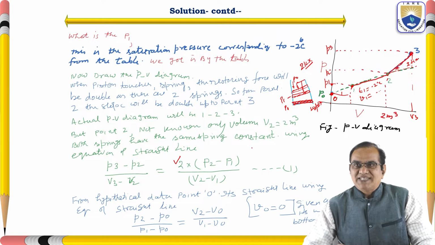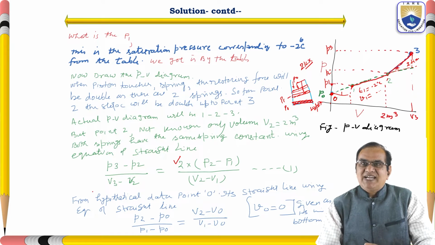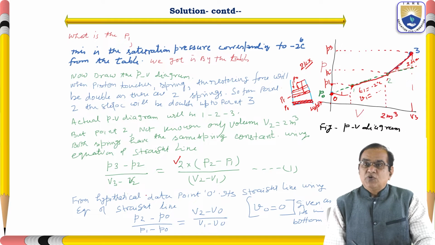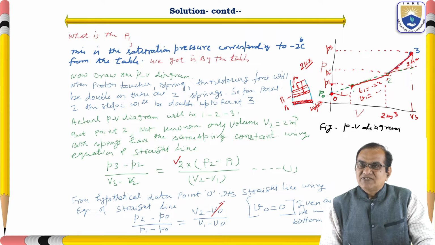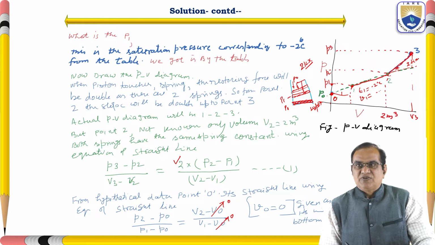So now we got this equation, and from hypothetical data point 0, it's a straight line. So using the equation of a straight line from 0 to 2, we can find that (P2 minus P0) divided by (P1 minus P0) is equal to (V2 minus V0) divided by (V1 minus V0). V0 is equal to 0. So here it is touching, so it is 0 and this is the 0.